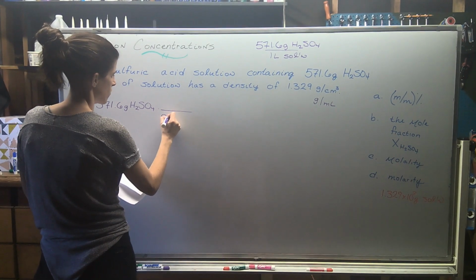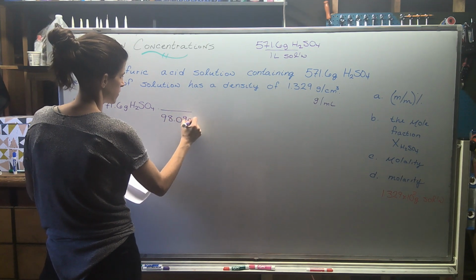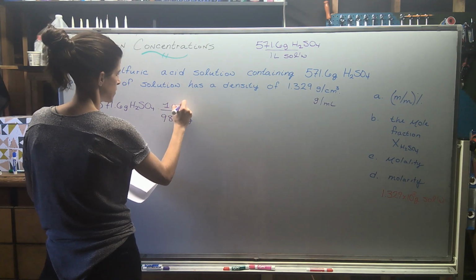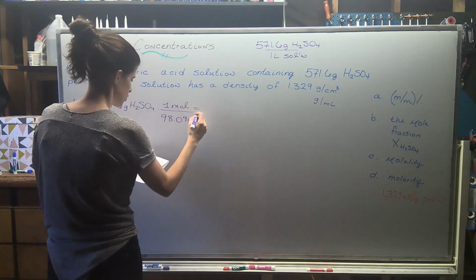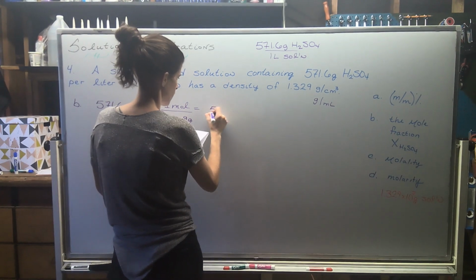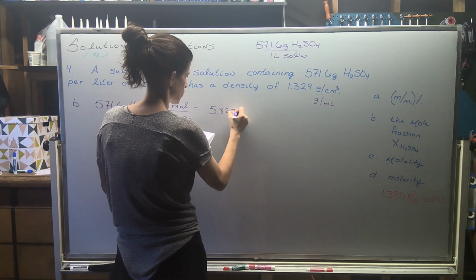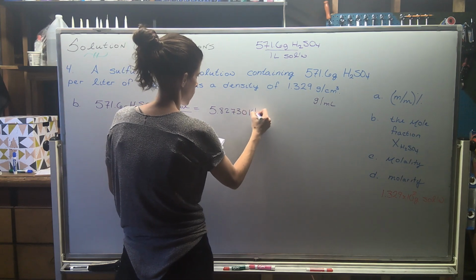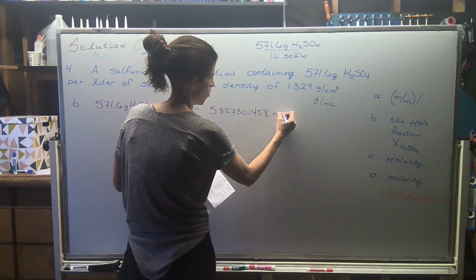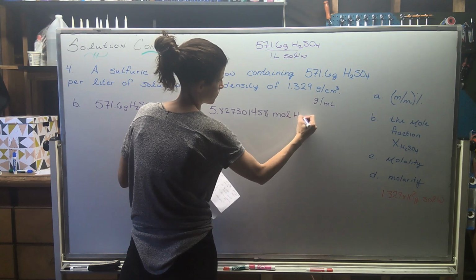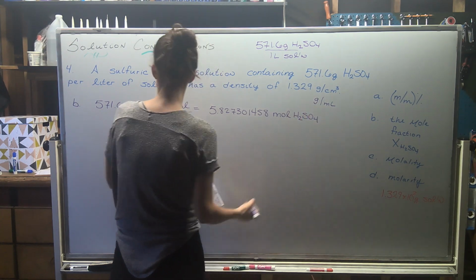So using the molar mass of sulfuric acid, I was able to determine that we have 5.827301458 moles of sulfuric acid. That's a good start.